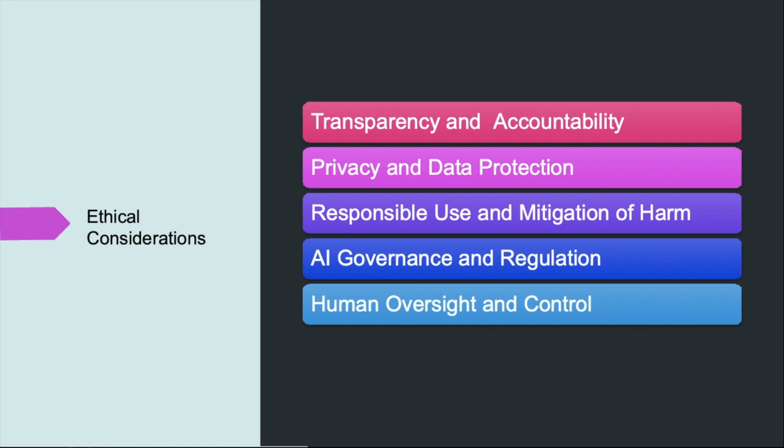Next, we have human oversight and control. Maintaining human oversight and control over generative AI systems to prevent unintended consequences and ensure alignment with human values and ethics. Humans should be able to intervene in AI generated outputs when necessary. Addressing these ethical considerations is essential to ensure that generative AI is developed and deployed responsibly, benefiting society while minimizing potential risk and harm.